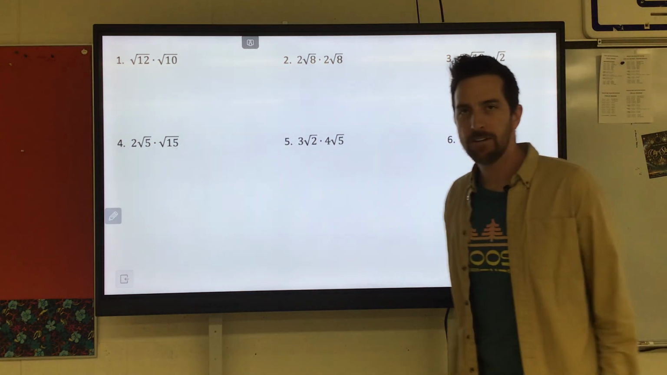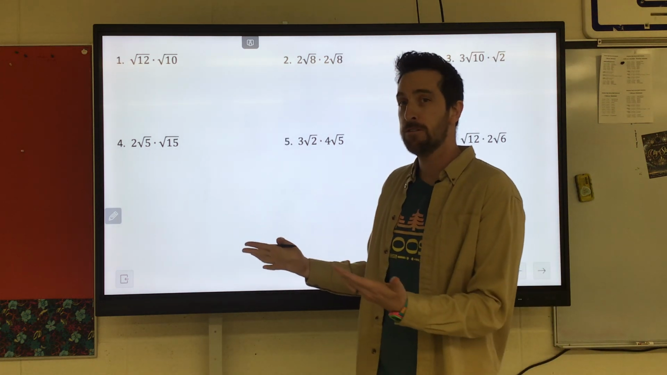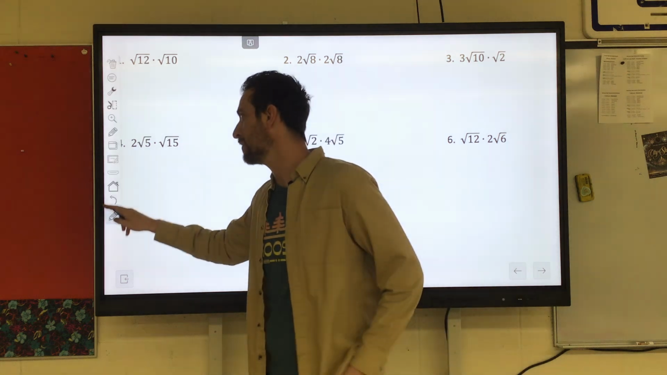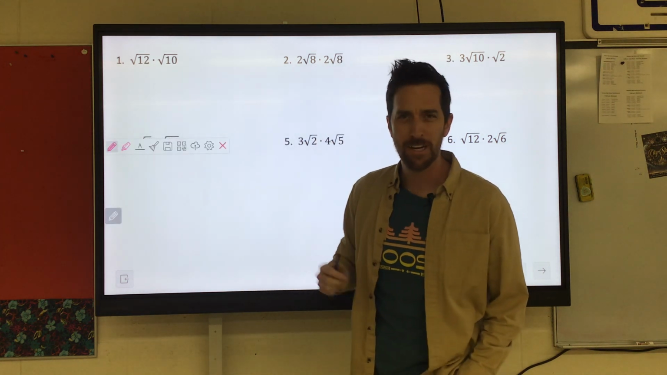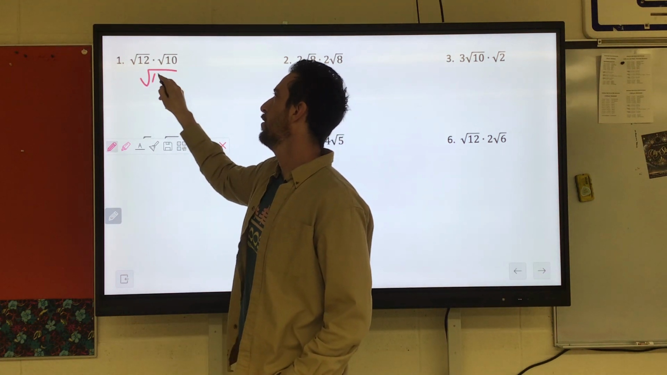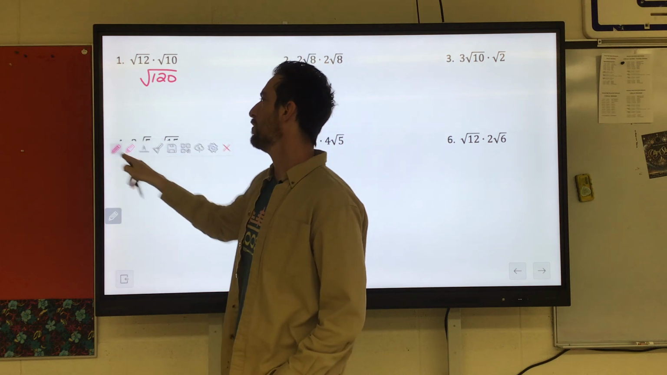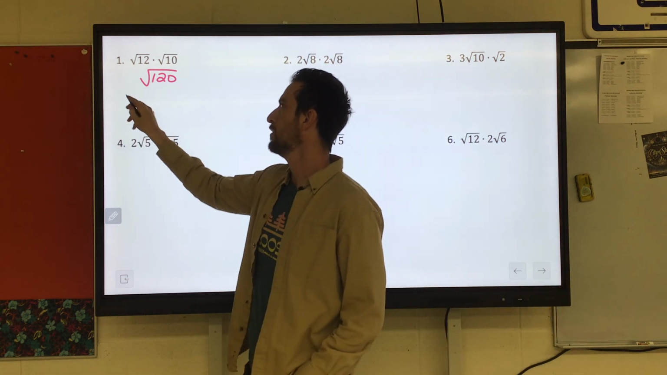You look at number 1, root 12 times root 10. Easy way to do it is you could just multiply them together and then break it down with perfect squares. We've done it 100 times. 12 times 10 is 120. So we can make this root 120. And then we got to break it down with those perfect squares, the numbers that we can square root.